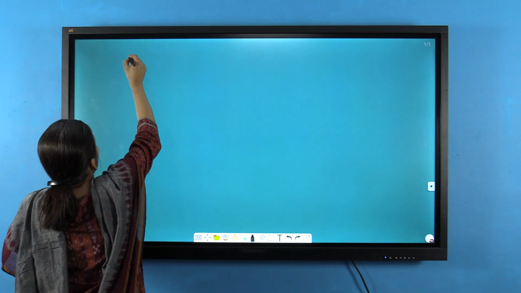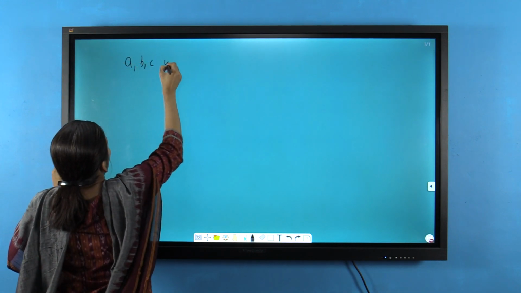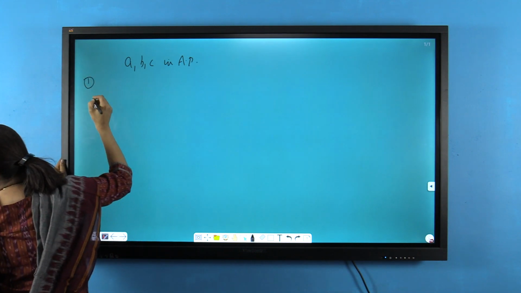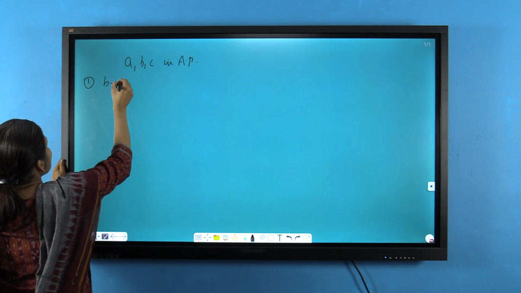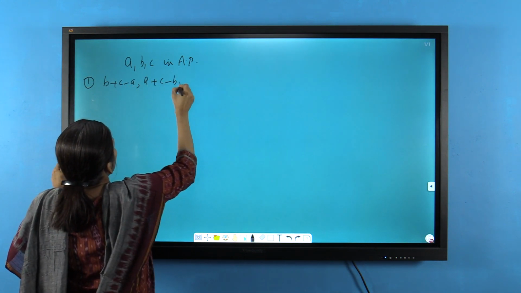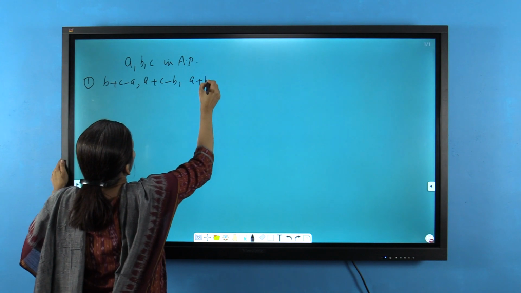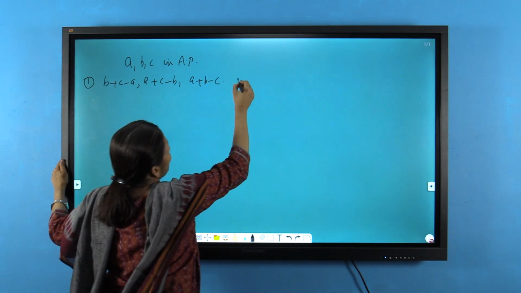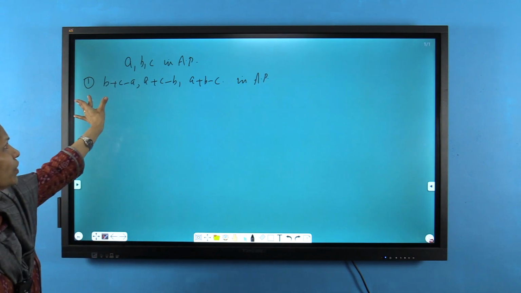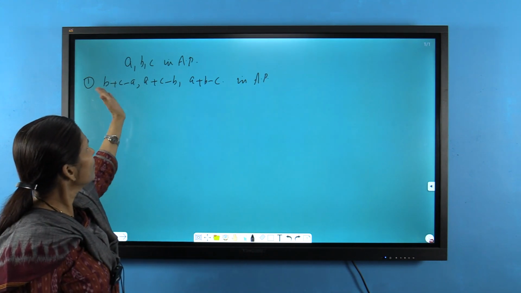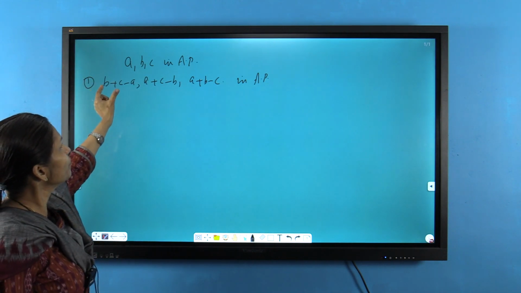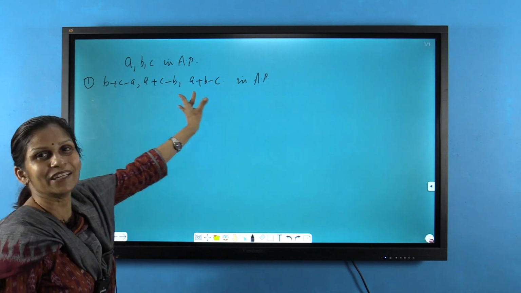If A, B, C are in AP, first you have to prove that B plus C minus A, A plus C minus B, A plus B minus C are in AP. This is what you have to prove. Now, look at this, B plus C, A plus B and all that. Suppose, what is that term so that you would get this?